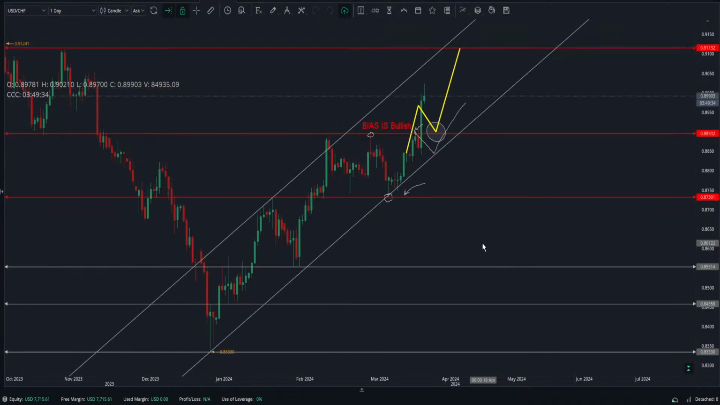Talking about the USD/CHF, any downside should be seen as a buying opportunity with a target of 0.9113. Horizontal support is around 0.8893 in this market.